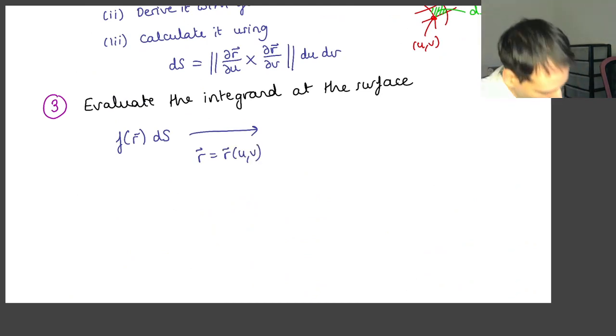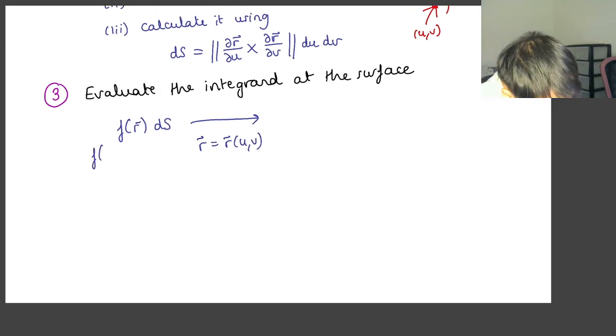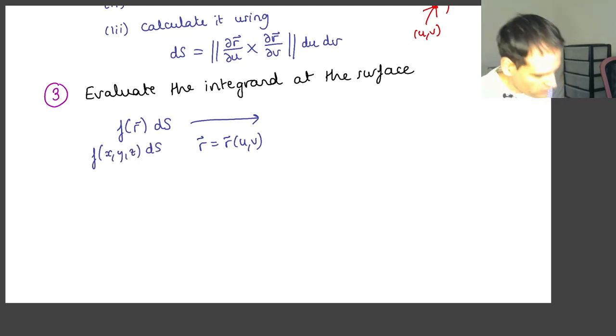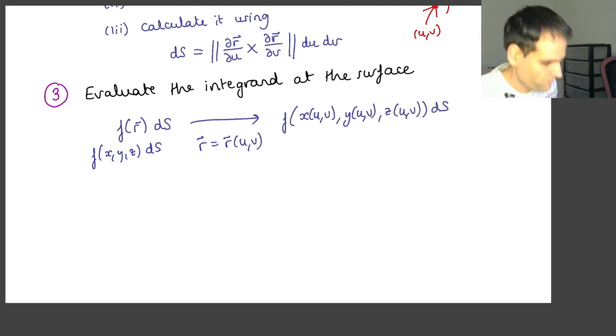Okay, so therefore your function f, which is a function of x, y, and z. Okay, so let me write it. This is a function maybe of x, y, and z times dS. You need to write it as a function of x as a function of u and v, y as a function of u and v, and z as a function of u and v times dS.